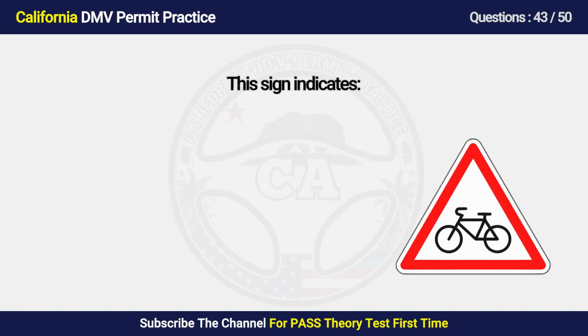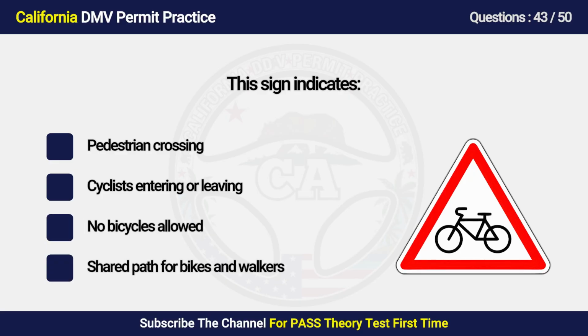Question 43. This sign indicates A. Pedestrian crossing. B. Cyclists entering or leaving. C. No bicycles allowed. D. Shared path for bikes and walkers.